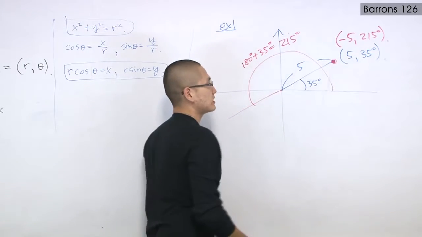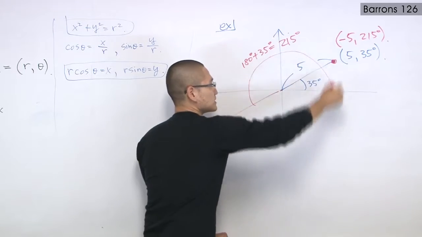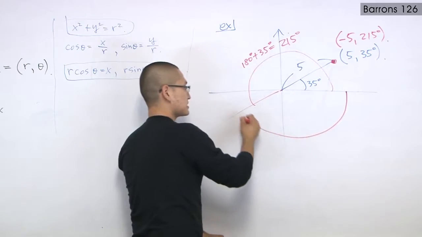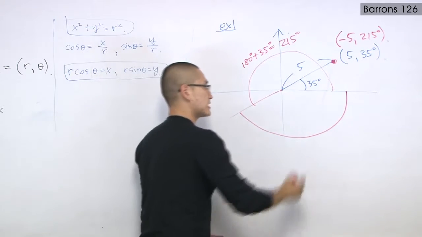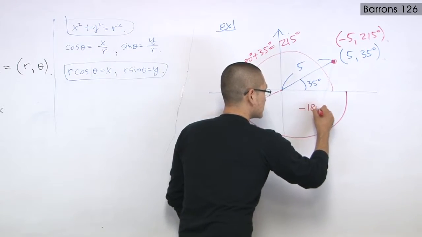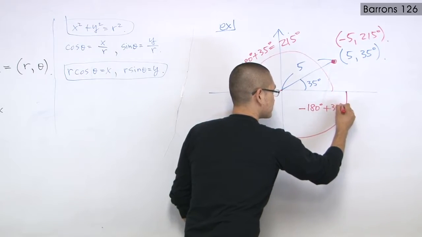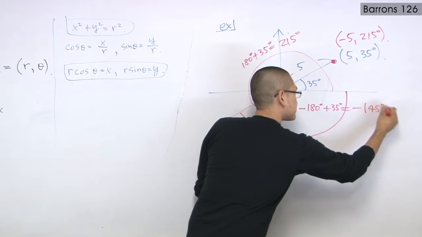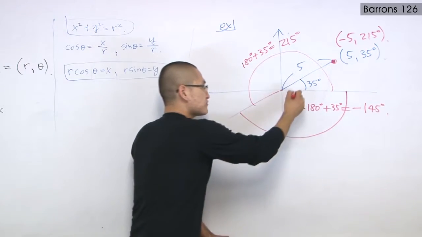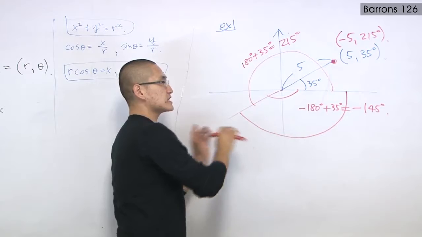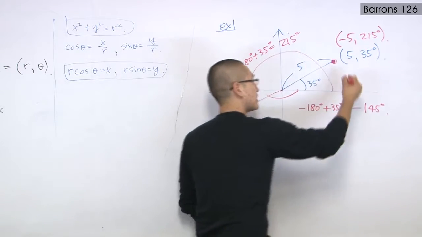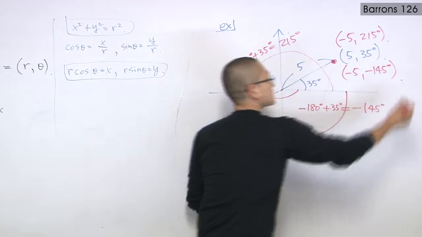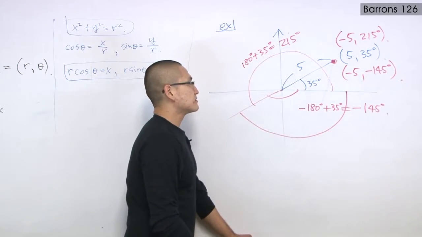Okay, let's do one more. We could go around many, many times, but let's go the other way. If I go in the other direction like this, what is that angle? That's going to be minus 180 plus 35. So we're going to get minus 145. Minus 145 degrees here, but I could make it point the other way by writing minus 5, minus 145. That makes sense, right?